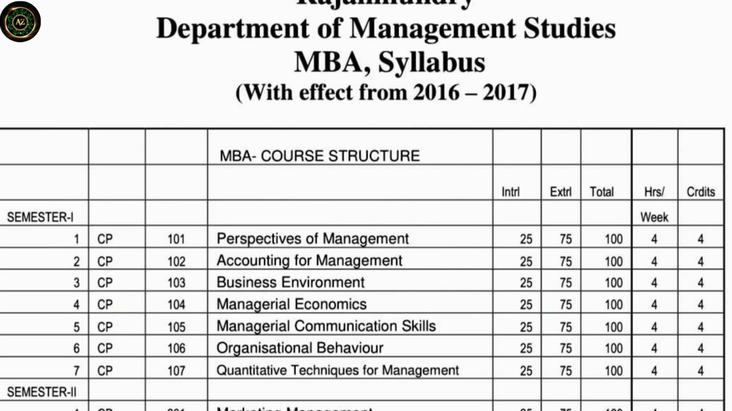Semester I. 1. Perspectives of Management. 2. Accounting for Management. 3. Business Environment. 4. Managerial Economics. 5. Managerial Communication Skills. 6. Organizational Behavior. 7. Quantitative Techniques for Management.